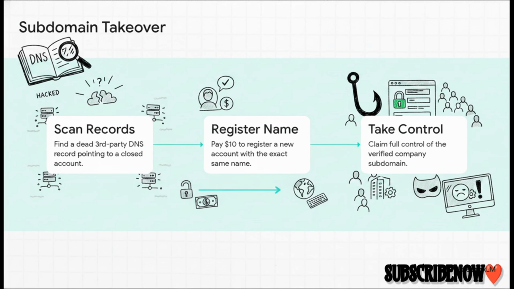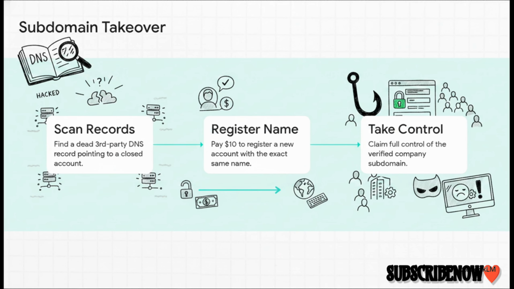To really get this, think of the Domain Name System, DNS, as a massive public phone book. It just translates a name like google.com into IP numbers. So how do you hack that? Well, hackers don't attack the IP address. They go after the phone book itself. Imagine a huge company launches a customer support portal. They create a subdomain, say support.company.com, and they point that DNS record to a third party cloud service like Zendesk.